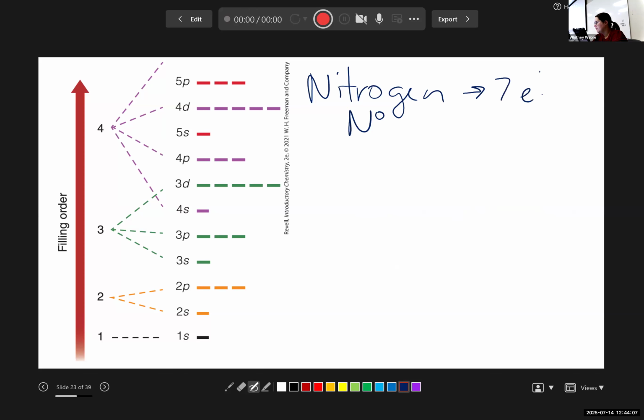7. So 1, 2, 3. Okay. 4, 5, 6, 7. Just make sure you use Hund's rule and you do single electrons if you have more than one orbital. So N would be, let's write out the electron configuration. 1s2, 2s2, 2p3.